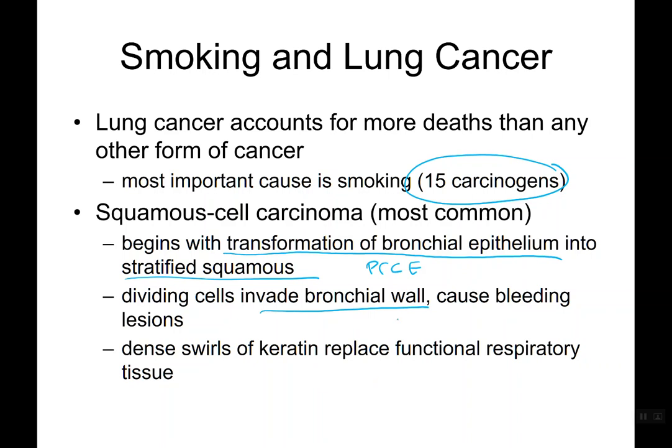Eventually, scar tissue takes over, and you get dense swirls of keratin and eventually collagen replacing functional respiratory tissue. So instead of having type 1 alveolar cell simple squamous, you've got this rogue stratified squamous that is too thick for gas exchange and takes over your lungs.